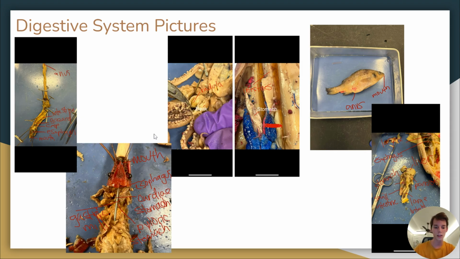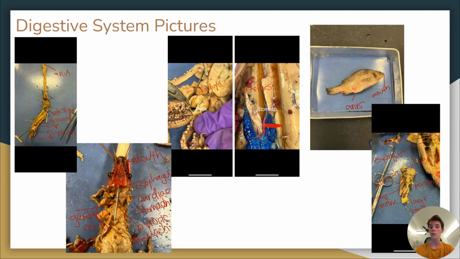The earthworm, as you can see on the left, is going to be simple. It has that crop that stores the food and a gizzard that grinds the food. The crayfish have that gastric mill inside the cardiac stomach where mechanical digestion occurs, as well as the mouth. But then after that, it's going to go into the pyloric stomach below, where a lot of the chemical digestion is going to occur. The squid have a specialized mouth with a beak and a radula that tears flesh and crunches bone. And then they are going to have a stomach that mechanically and chemically digests food as well.